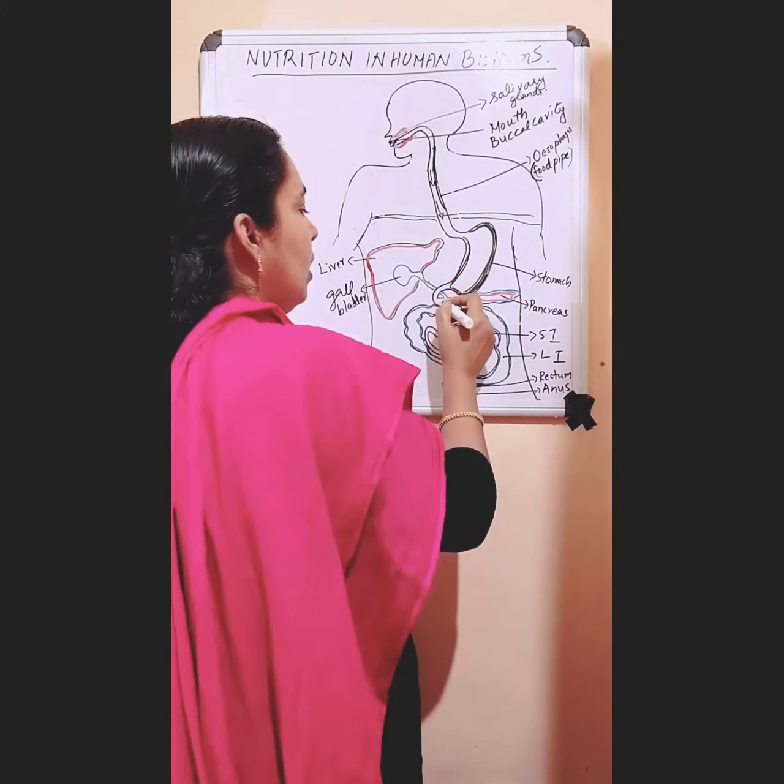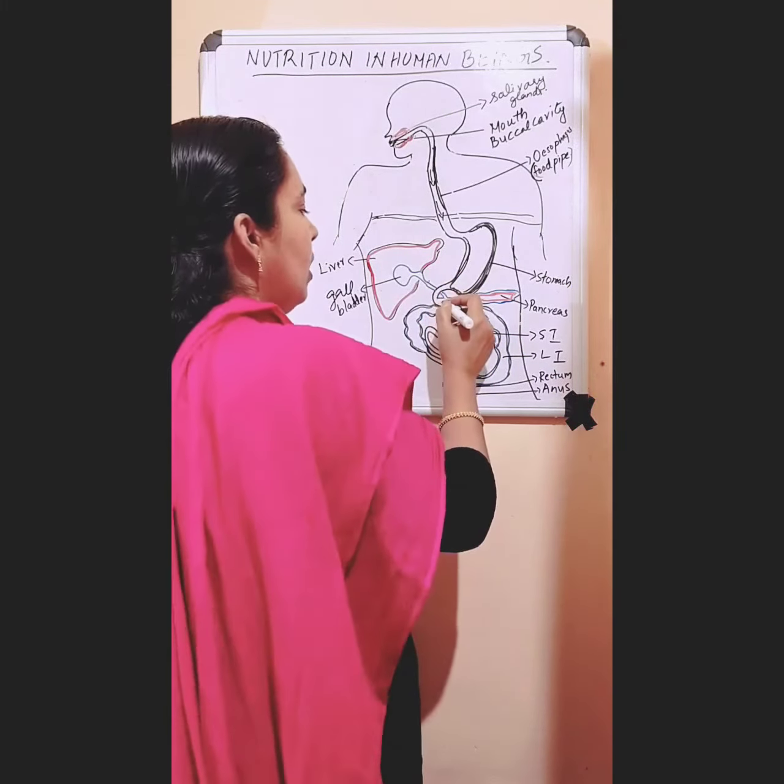Okay, then this long intestine is divided into three parts: duodenum, jejunum and ileum. And the first part of the small intestine is called duodenum. So this is the first part and this is called duodenum. And we can see two glands are opened into this duodenal part. So this is one gland that is opened into duodenum.